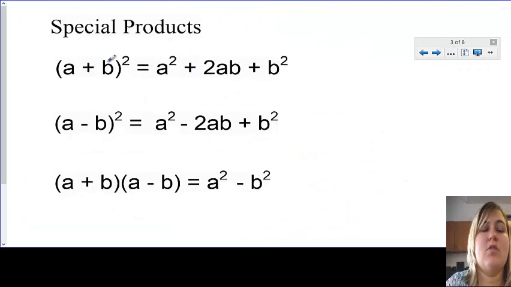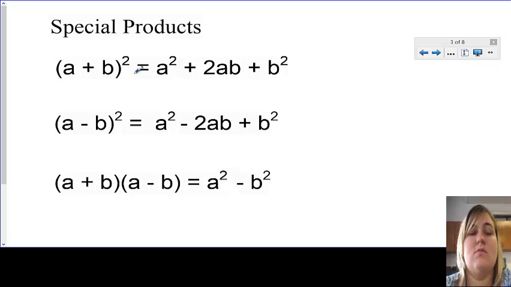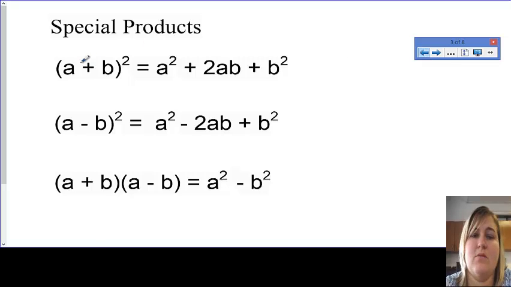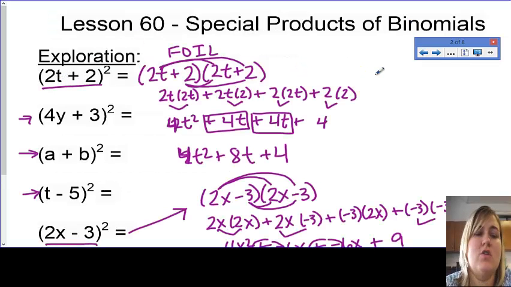Alright, special products. If I have a plus b squared, the quantity of a plus b, and I'm squaring it, I could have also just taken a and squared it, plus 2 times a times b, plus b squared. That is the same answer as if I FOIL it out. And I'm going to go back here. I have 2t plus 2.